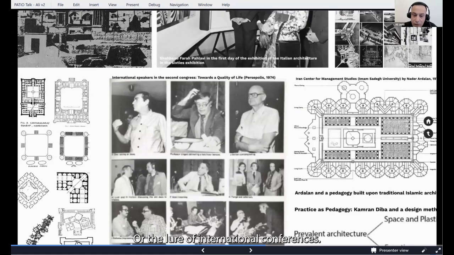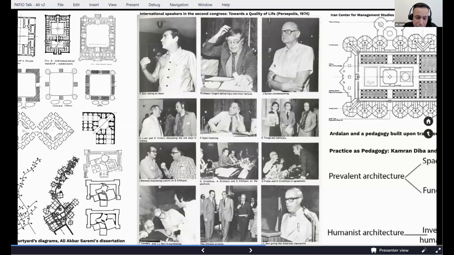Or the role of international conferences. The chapter shows how international conferences held in Isfahan and Shiraz influenced Iranian architectural pedagogy. Famous architects like Louis Kahn and Ludovico Quaroni played key roles in shaping a dialogue between tradition and modernity.